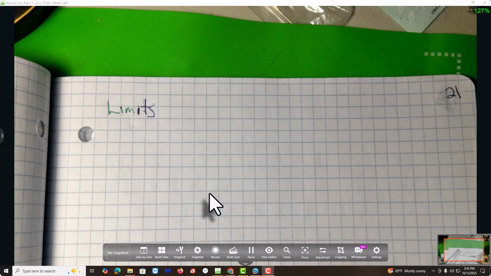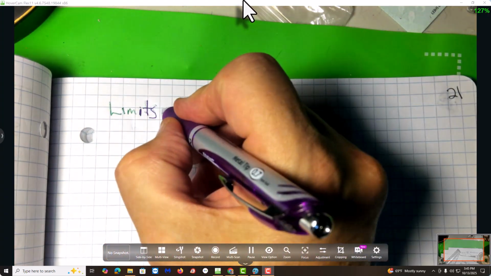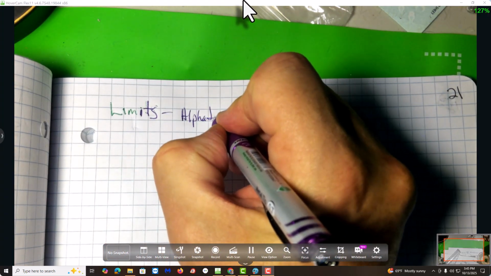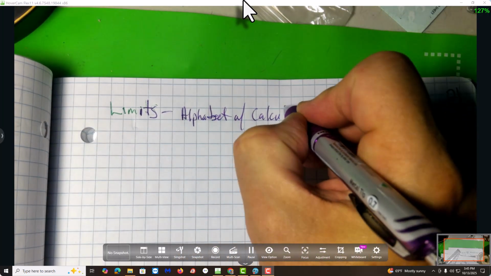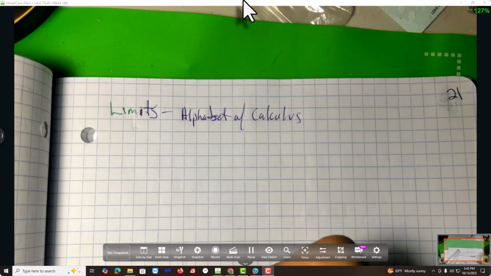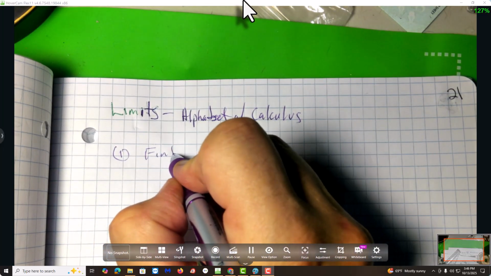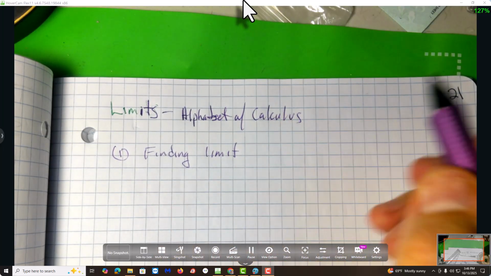Okay, let's go ahead and take a look at this today. So, limits, first of all, I think of them as the alphabet of calculus. And really, they're the building blocks of everything. Okay, so first of all, we're going to talk about finding a limit. Now, we need to be able to find a limit in a few different ways.